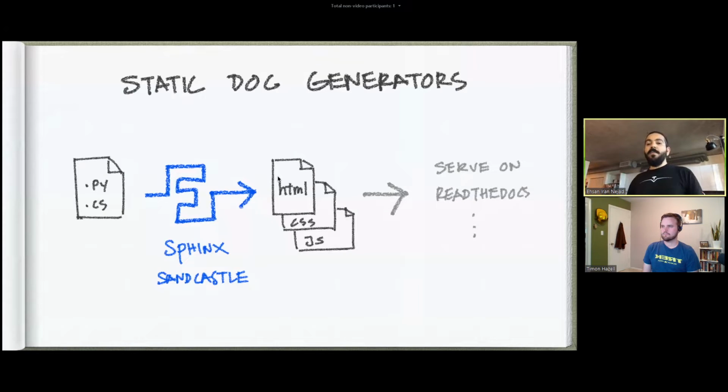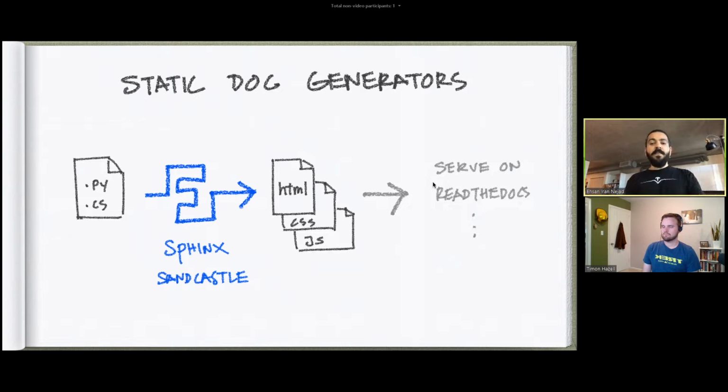The static document generators, similar to the curated content generators or the static site generators, will take your source code. It goes through the process using Sphinx or Sandcastle that we mentioned, and it would spit out the HTML, CSS, JS, or other formats, maybe PDFs and whatnot, and you can serve it on websites.